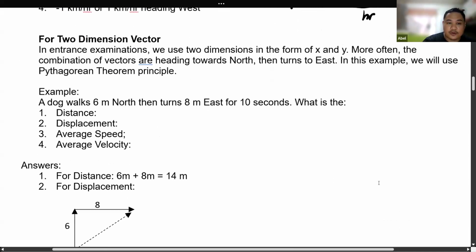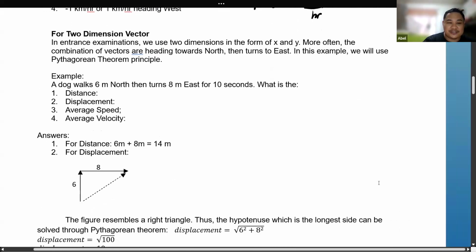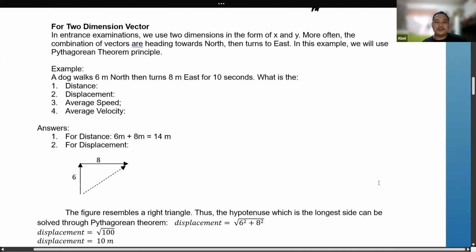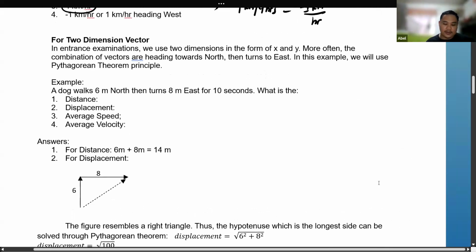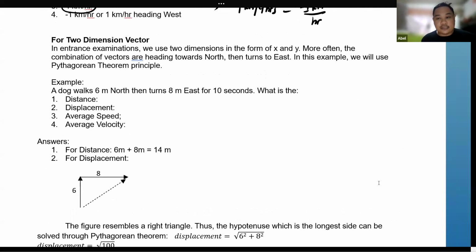We usually use one dimension, and for two dimensions in entrance examinations, we use x and y, and more often the combination of vectors heading towards north and turning east. In this example, we will use the Pythagorean theorem principle. So let's look at this example.